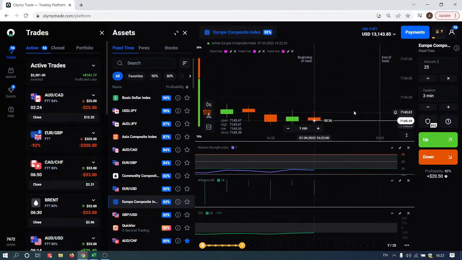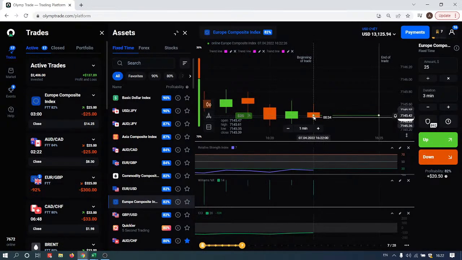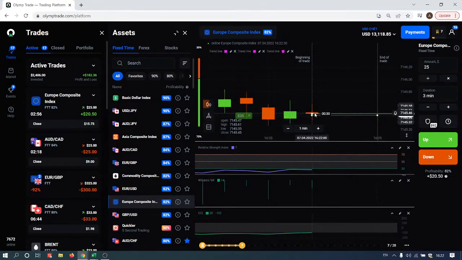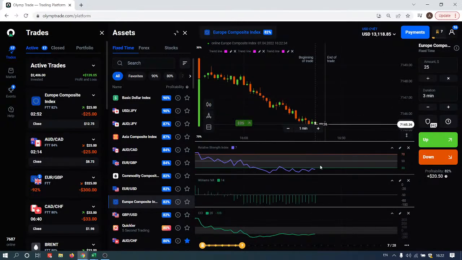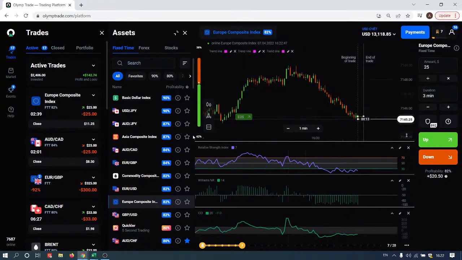All right, and I think, guys, we can go ahead and try to open a trade in the upwards direction here. We are oversold on the RSI 7, and we are getting back to the normal area on the CCI indicator. So yeah, that's a signal that we can use.